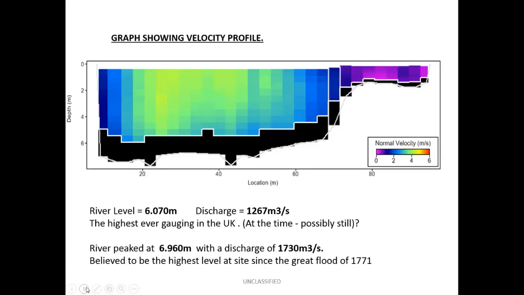Highest level since the Great Flood of 1771. Yeah, that flood wiped out every bridge on the River Tyne other than one in Corbridge. So it took out the original Tyne Bridge at Newcastle and everything. And that was before Kielder Reservoir was in, obviously, which will have held some of the water back. So yeah, it was pretty significant.